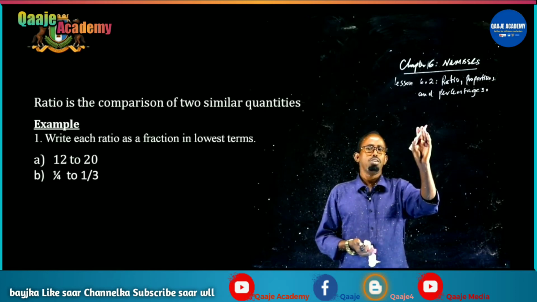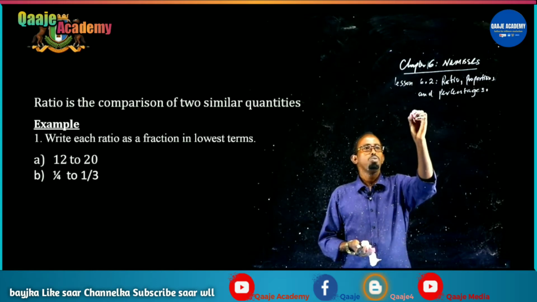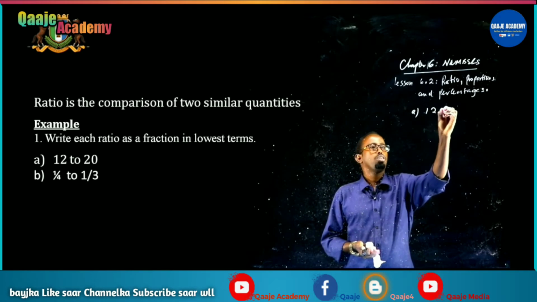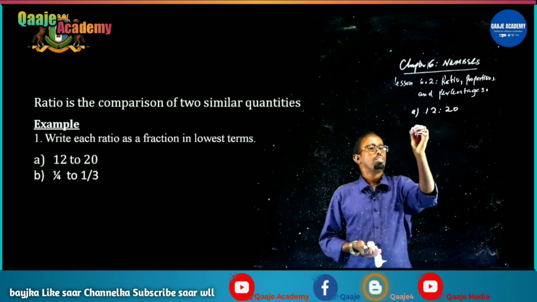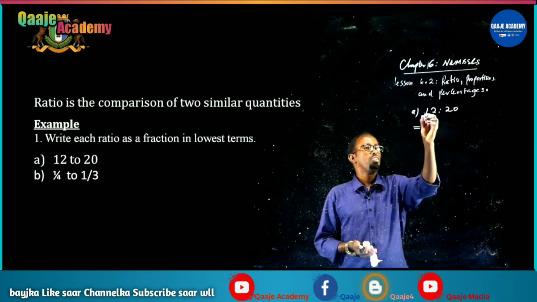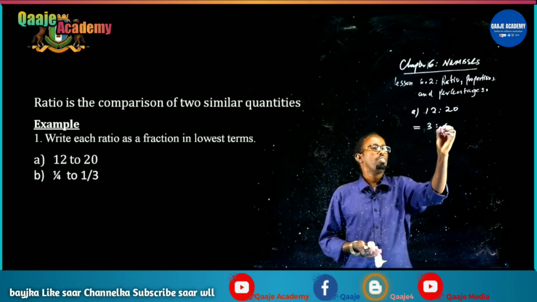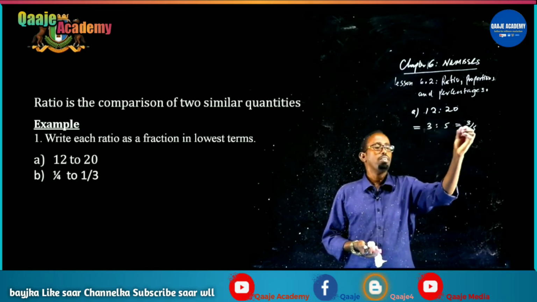Example number one, you are told to write each ratio as a fraction in its simplest form. The first one is A, which is 12 to 20. This is divided by 4: 3, and by 4 you get 5. So this is 3 divided by 5.